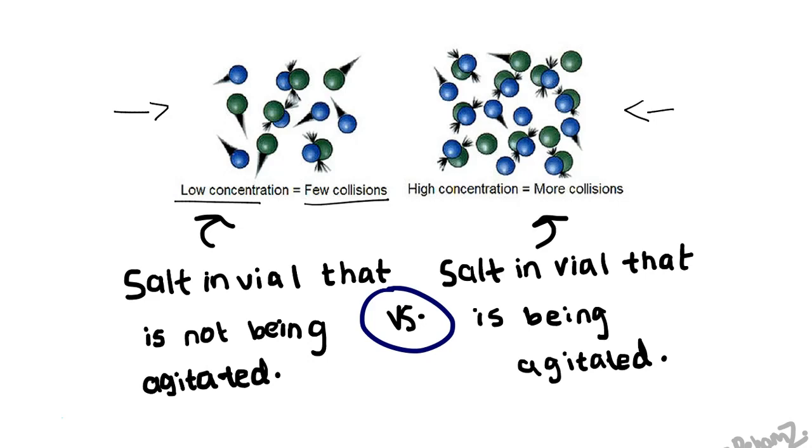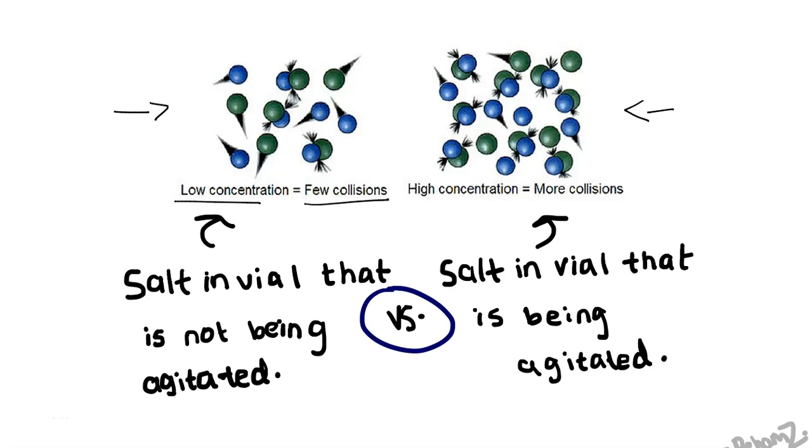The vials that did not have agitation occurring in them did not have many particles colliding because we didn't stir them up. They were just sitting there. However, the vials that had constant agitation in them had particles that were being frequently hit, which resulted in the salt dissolving until even a speck was not seen. So, agitation is basically constant stirring.